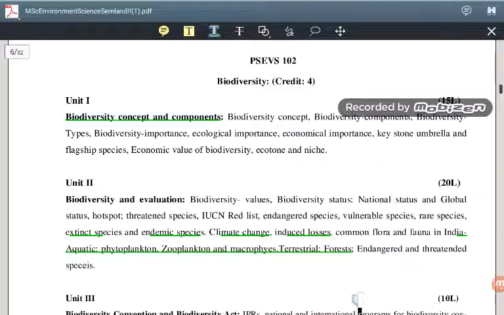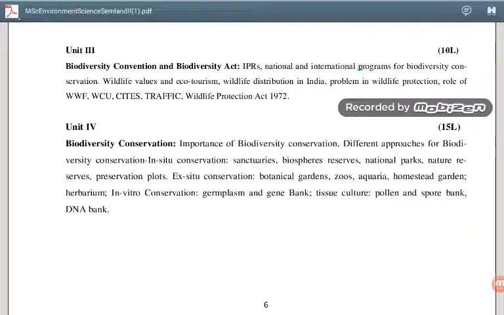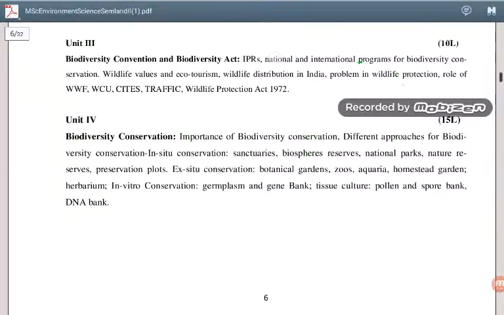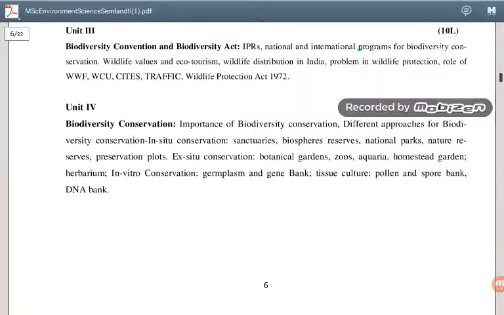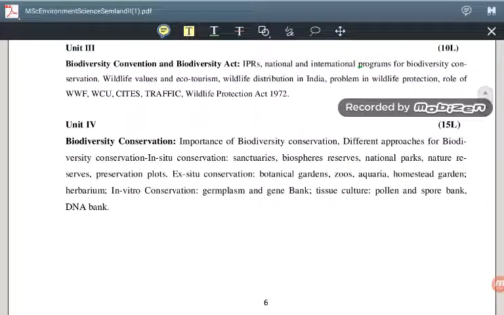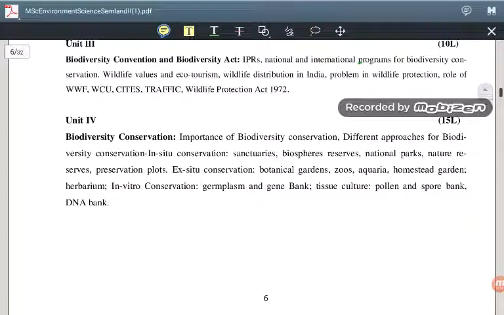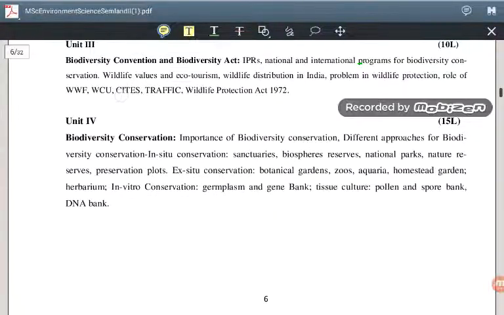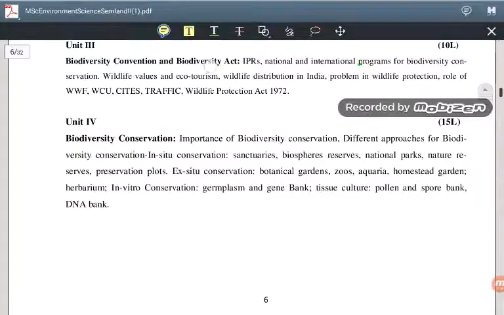Now coming up to unit 3. Unit 3 is something related to the rules and regulations or acts related to biodiversity. So what are the biodiversity convention and biodiversity act? What are IPR, what are international and national programs of biodiversity, etc. These are to be covered under this topic. What do you mean by WWF, World Wildlife Fund, as we used to say, World Conservation Union, CITES, TRAFFIC, Wildlife Protection Act 1972.